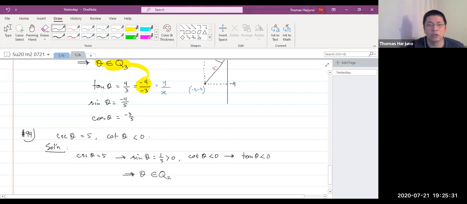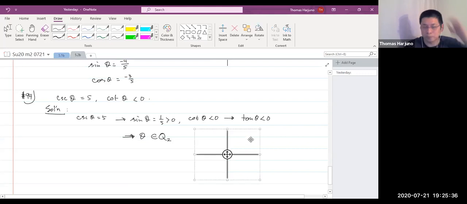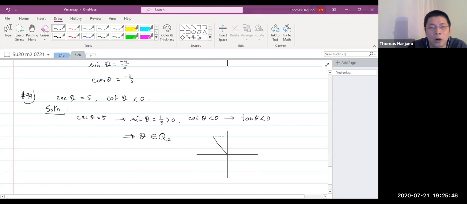Now, once you know it is in quadrant 2, then let's work it out. Sine theta is 1/5, y over r, right? Sine theta equals 1 over 5. That's y over r. Okay, so y is 1, r is 5. How about the x?